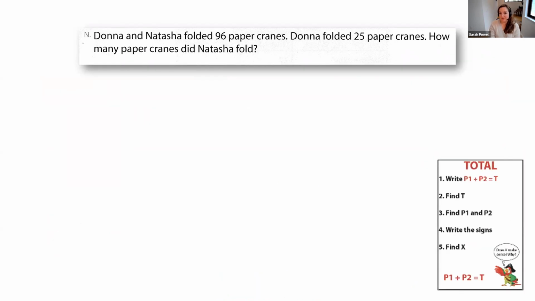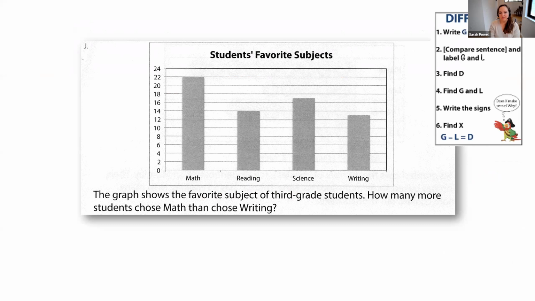Now, I thought it would be fun to look at the 2 problems we looked at earlier. So for this problem here, this is a total problem. We're given the total and we have to find one of the parts. So students could use an equation 25 plus x equals 96 to represent what's really going on in this story. And then for this one about comparing math to writing, here we would compare 22 minus 13 equals x.